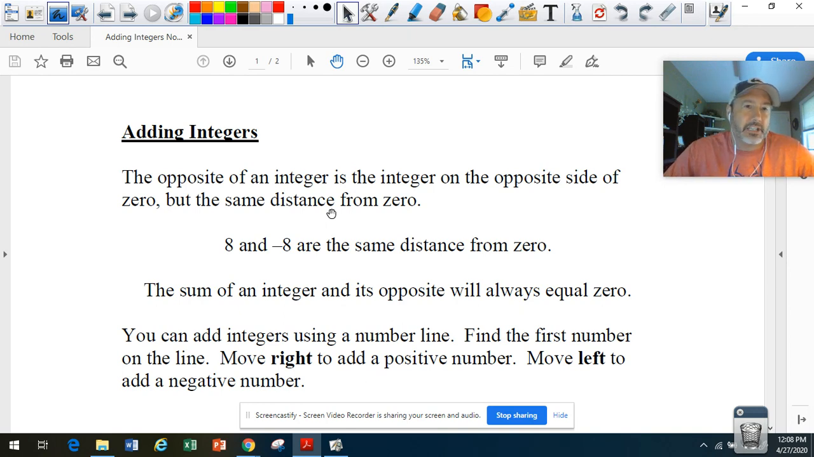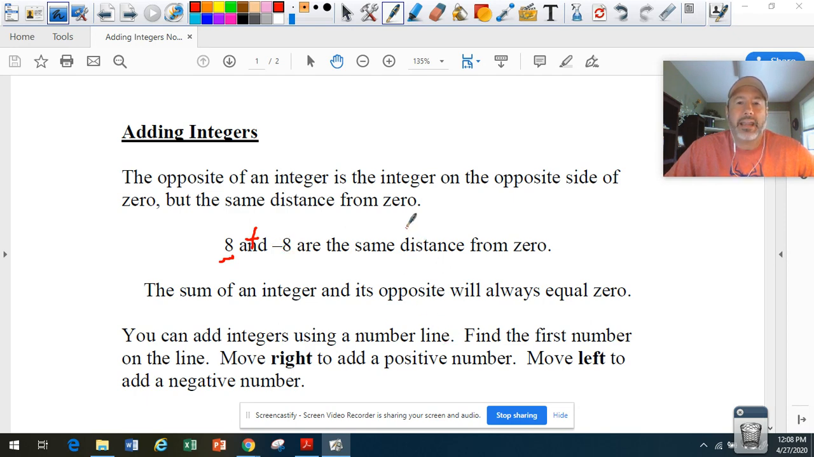So let's remember here. It says the opposite of an integer is the integer on the opposite side of 0, but the same distance away from 0. Remember we talked about distances away from 0 there. We're dealing with absolute values there. So it says 8 and -8 are the same distance away from 0. If we were to add them together, meaning the sum of the integer and its opposite will always equal 0.